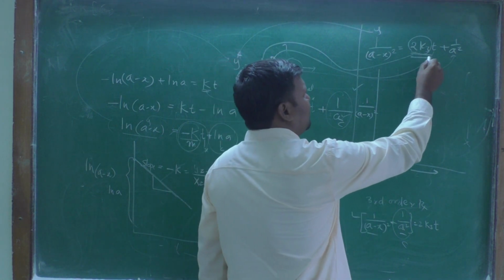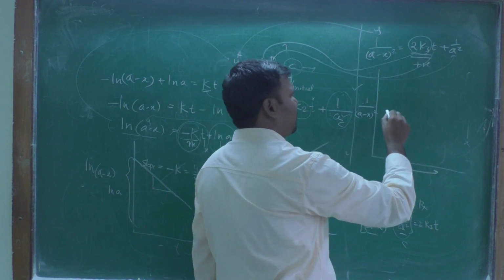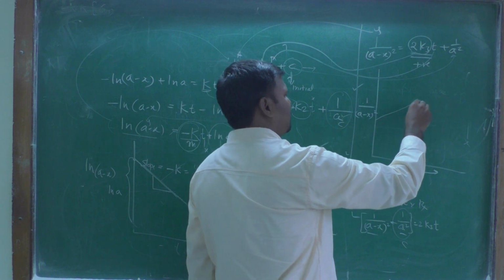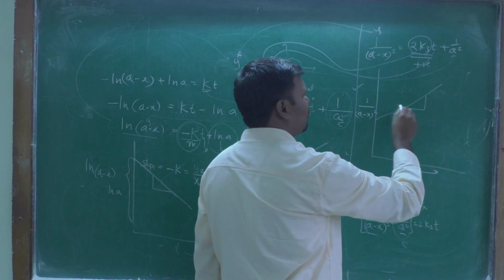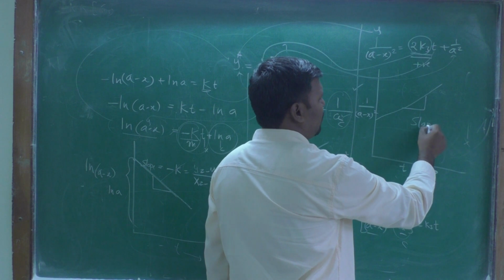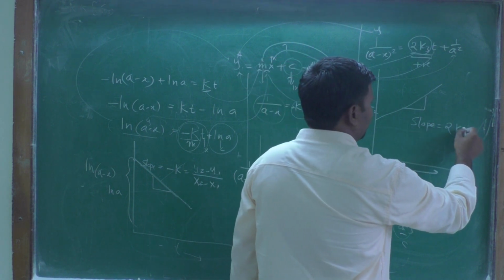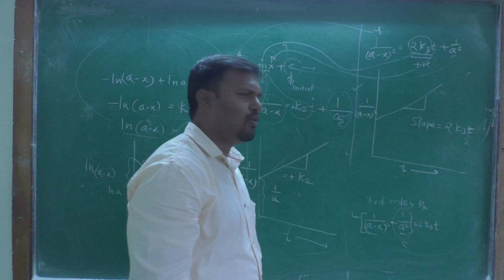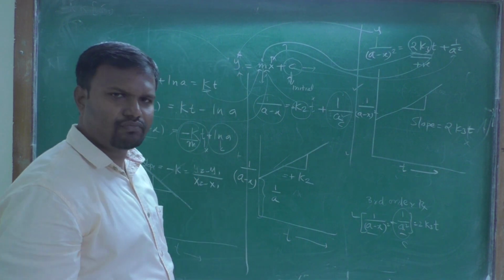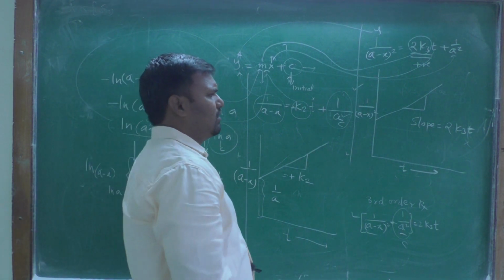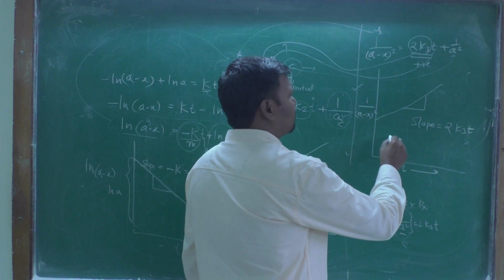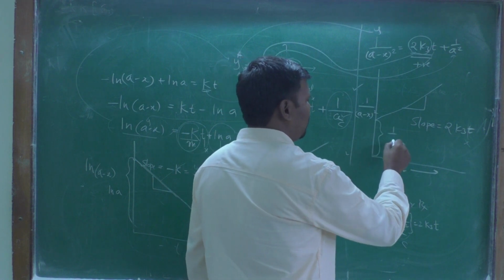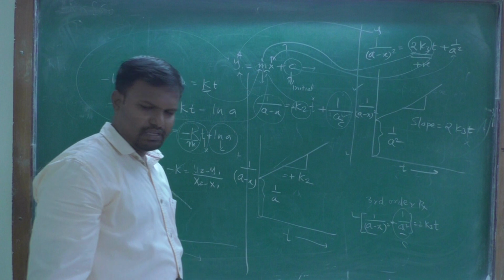At the Y coordinate is 1 upon A minus X square, and T is on the X axis. Your slope here is positive, therefore your graph will go toward the upper side. The slope is equal to 2K3, that value you have obtained here. Then the intercept is 1 upon A square.